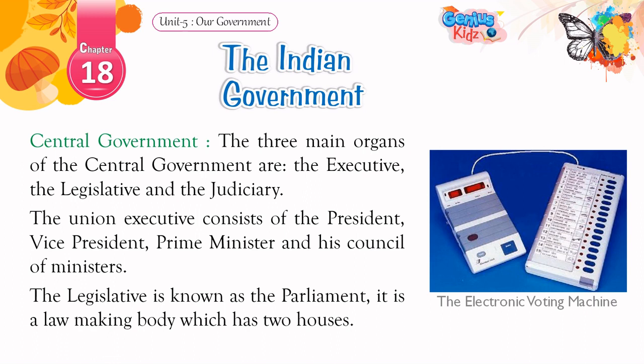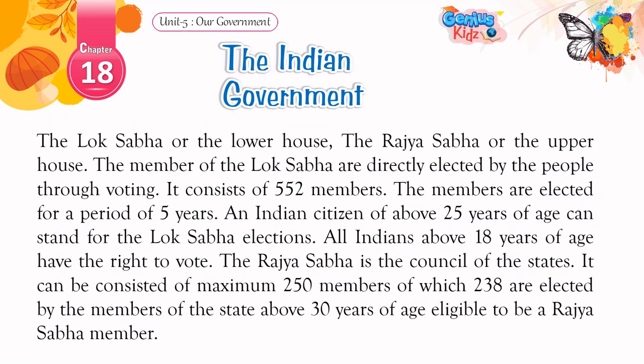Central government. The three main organs of the central government are the executive, the legislative and the judiciary. The union executive consists of the president, vice president, prime minister and his council of ministers. The legislative is known as the parliament. It is a law-making body which has two houses. The Lok Sabha or the lower house, the Rajya Sabha or the upper house.